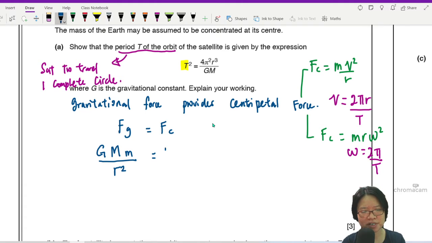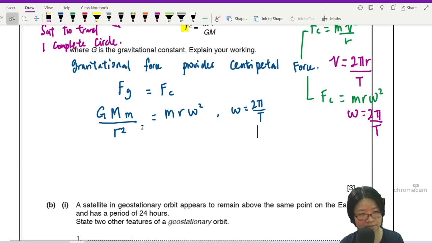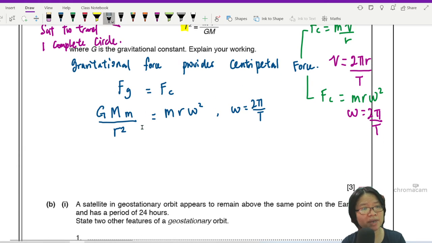All right, so I'm going to substitute m r omega squared here. Whenever I substitute something in a proof, I will always write down for the examiner, or the person looking through my working, that I'm doing a substitution. For example, I'm going to substitute omega as 2 pi over T into the equation, so I'll write at the side. And I will now cancel off my m because the mass of the satellite is the same.